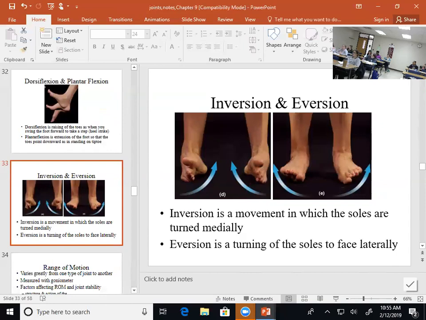Now, those movements, flexion, extension, hyperextension, adduction, protraction, retraction, those things we just talked about, right? Supination, pronation, dorsiflexion, plantar flexion. Know them. Know them well enough that you can use them in sentences. All right? Know them well enough that you could use them in sentences.